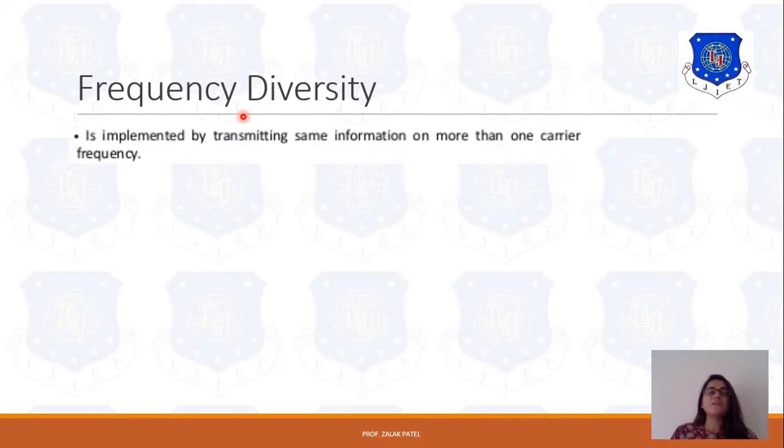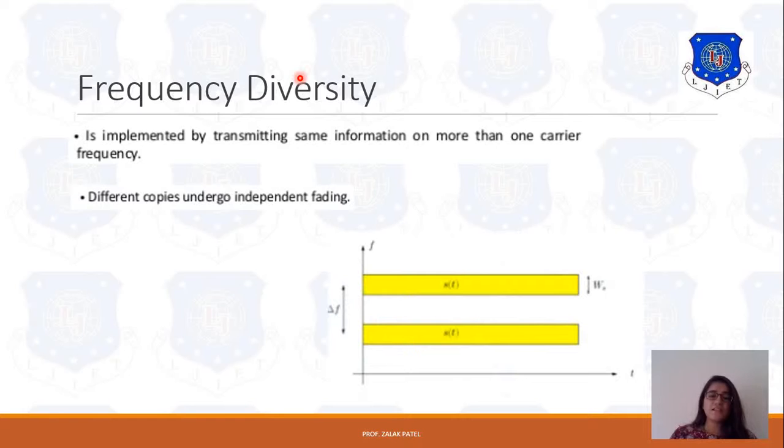So first of all, let's discuss frequency diversity. It is implemented by transmitting the same information on more than one carrier frequency. Means in this case the whole band is divided into a number of bands, that is, a number of frequency channels, and because of that different copies create independent fading effects due to the individual frequency bands. One frequency band creates one fading pattern, that is, a number of fluctuations. Because of more bands, it is created like this.